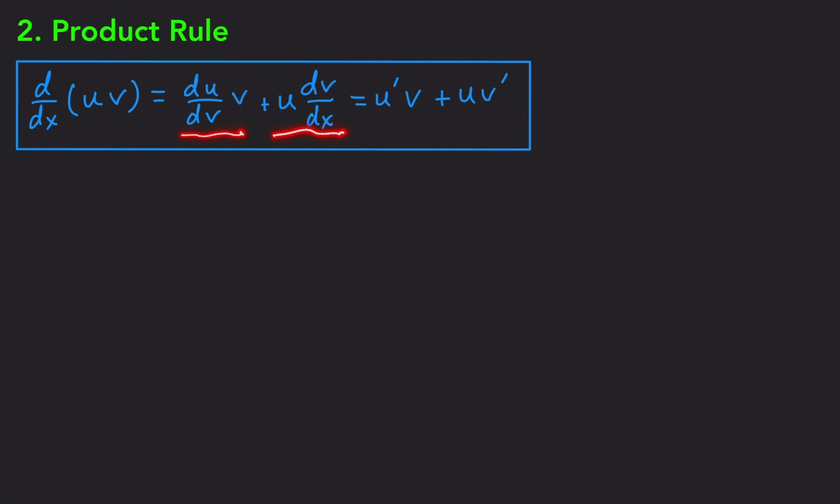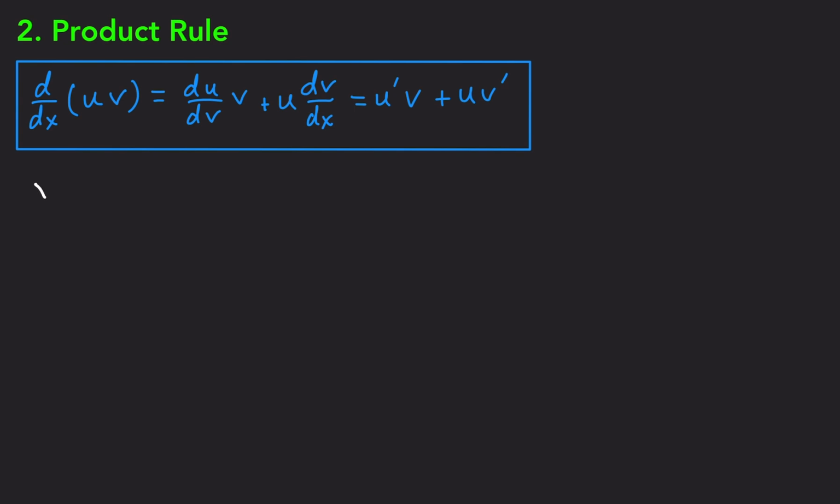That is the product rule. You can also rewrite these larger terms as a prime term. So u prime v plus uv prime. So let's try an example.